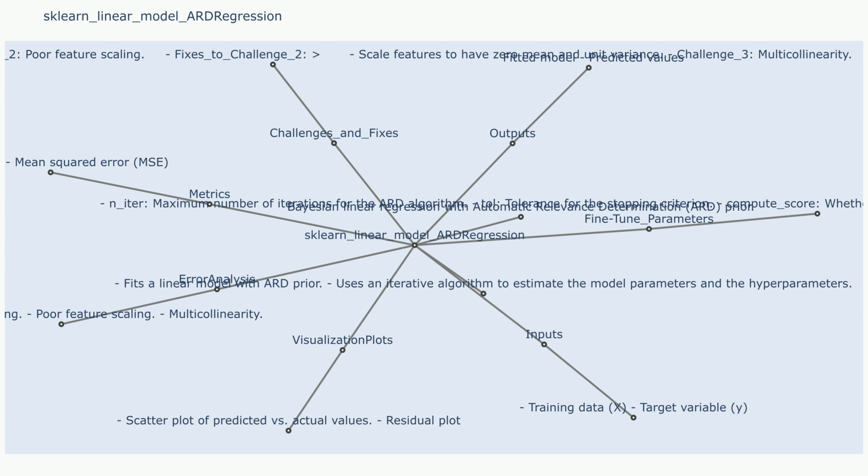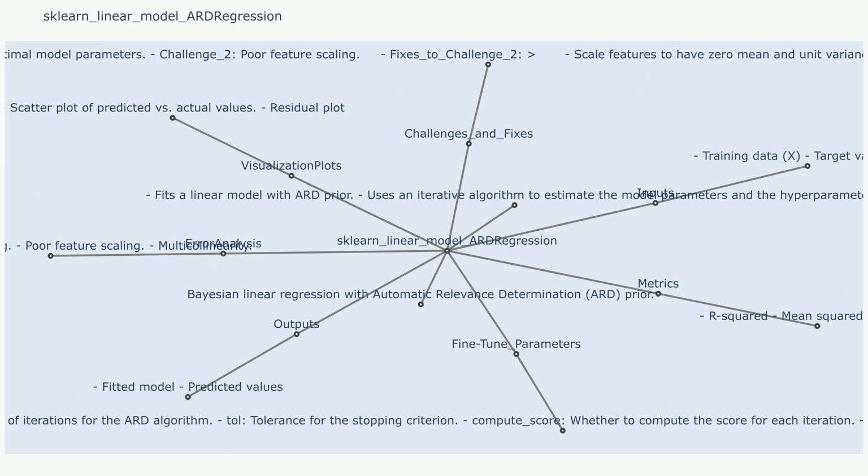Metrics. Mean squared error, MSE: the average squared difference between the predicted and actual values. R squared: the proportion of the variance in the target variable that is explained by the model. Log likelihood: the likelihood of the data given the estimated model parameters.